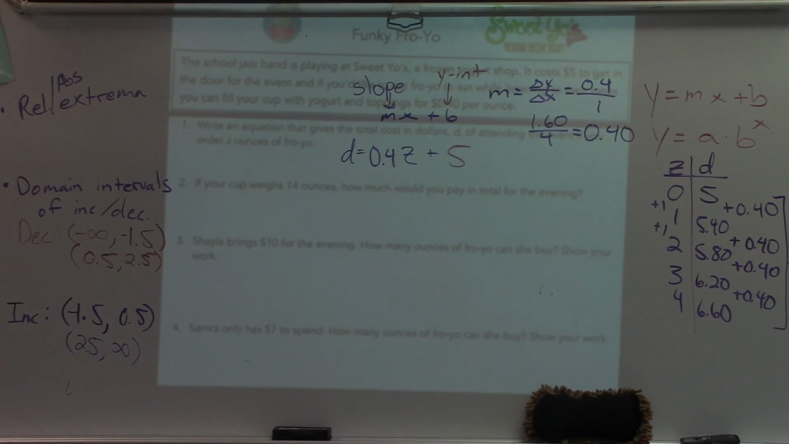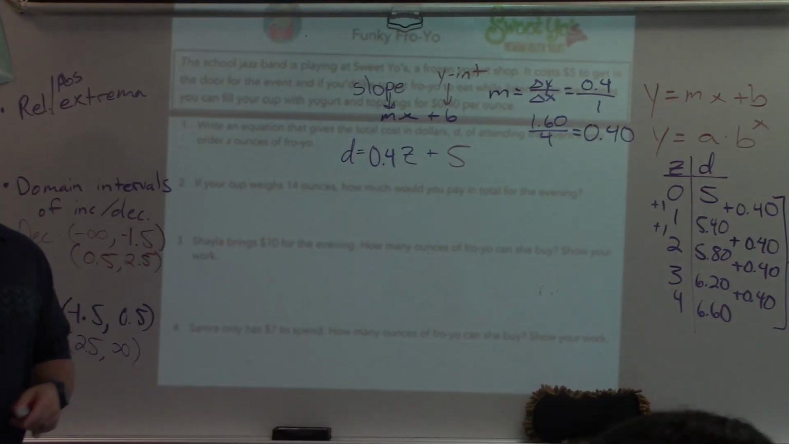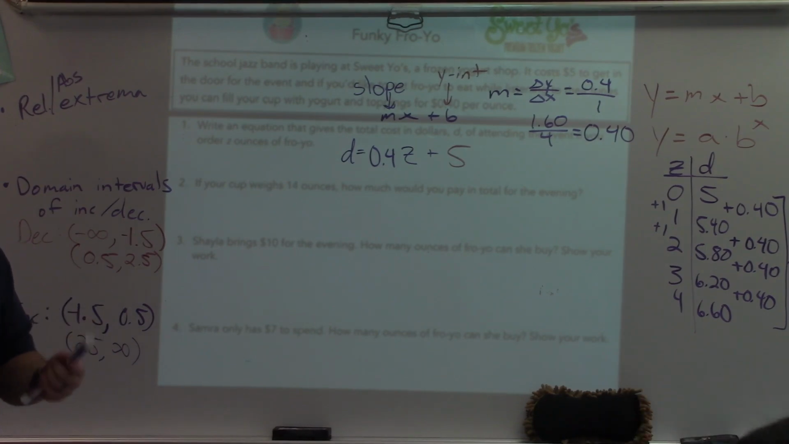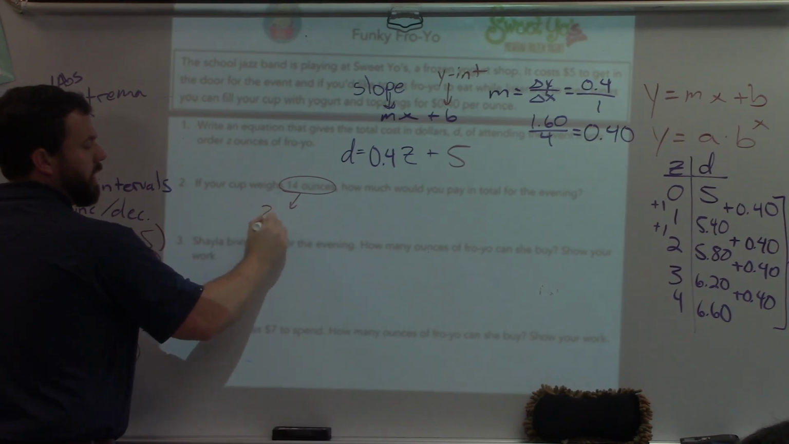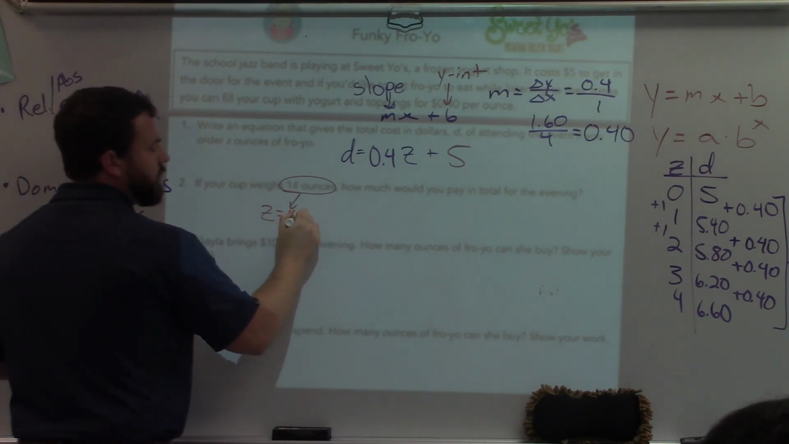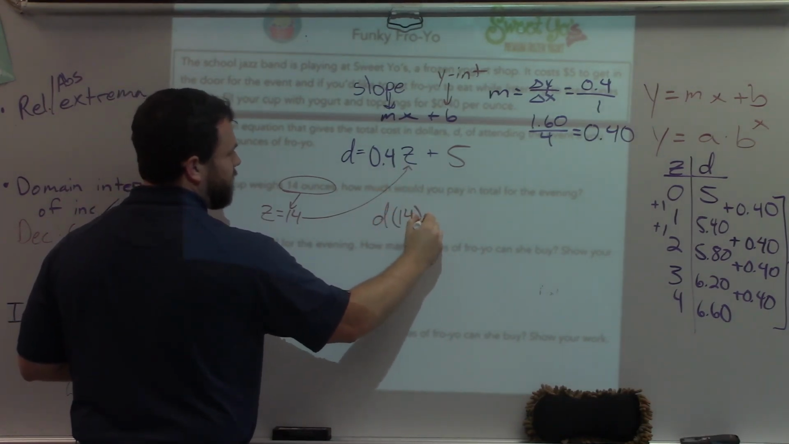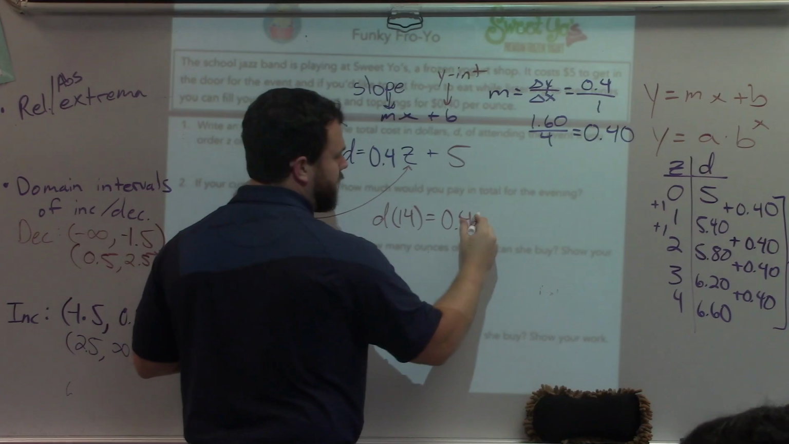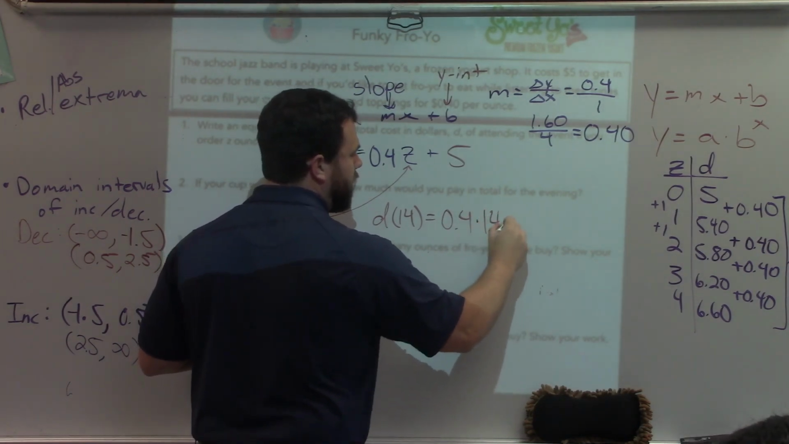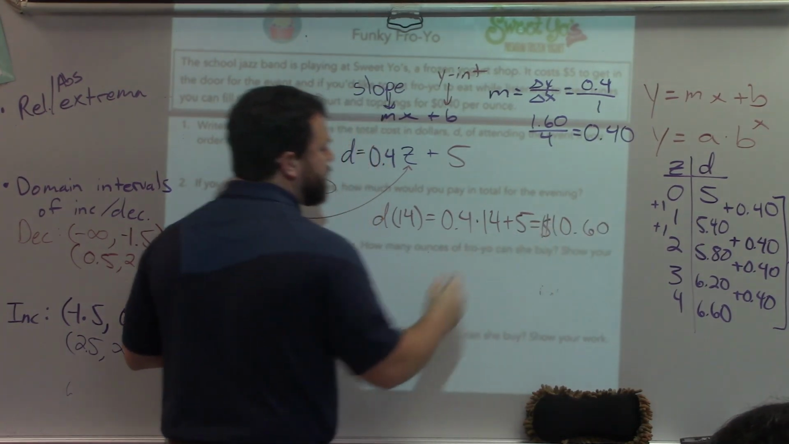Okay. So from here, we got 2 minutes. If your cup weighs 14 ounces, how much would you pay in total? How would you figure out that answer? By plugging in 14 for Z. Notice that's ounces, right? That's saying Z is equal to 14. What's another way to say plugging in? Substituting it in, yep. You're good. Notice I use my function notation to say D of 14 is equal to 0.4 times 14 plus 5. If I remember correctly from earlier today, it comes out to $10.60.